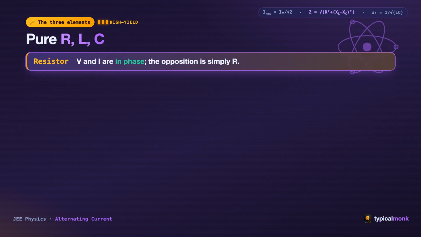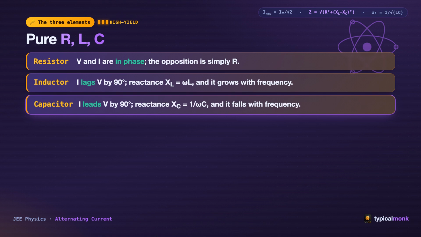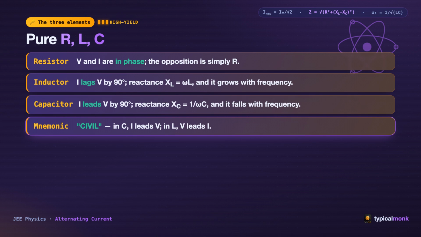Now the 3 elements, one at a time. The pure resistor: voltage and current are in phase. The opposition is simply R. The pure inductor: the current lags the voltage by 90 degrees. Its reactance, XL, equals omega L, and it grows with frequency. The pure capacitor: the current leads the voltage by 90 degrees. Its reactance, XC, equals 1 over omega C, and it falls with frequency. The mnemonic is CIVIL: in a capacitor, C, the current I leads the voltage V, while in an inductor, L, the voltage V leads the current I.